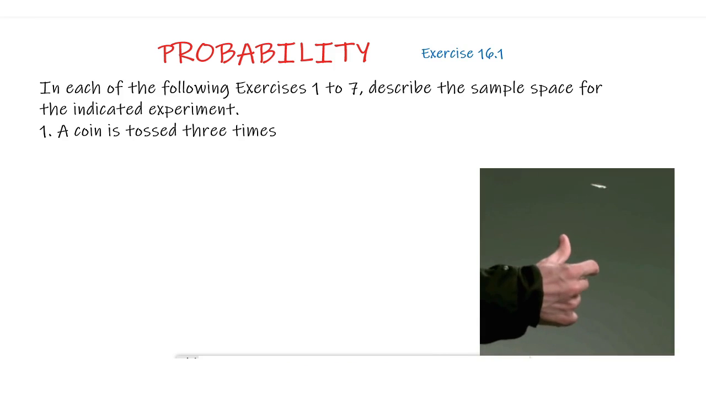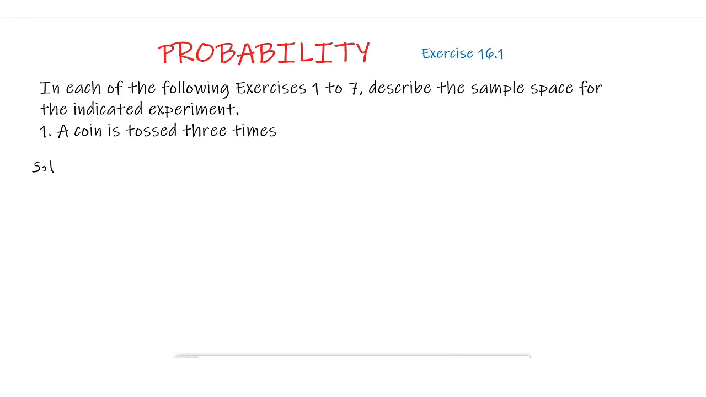So our solution is, for the sample space, when a coin is tossed 3 times, then we may have 3 heads, 1 head 2 tails, 2 heads 1 tail, 3 tails, and so on. So we write the sample space like this. The 3 heads is denoted by 3H. Then 2 heads and a tail.